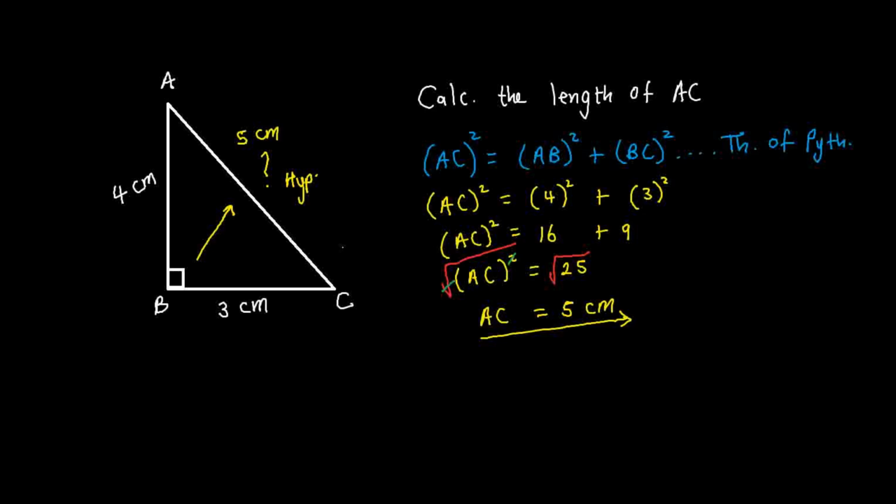And by the way, many learners make this very silly mistake. They tell me that the theorem of Pythagoras is 4 plus 3, which should give me the hypotenuse. No, that's not what the theorem of Pythagoras states. It says that AC squared, so 4 squared plus 3 squared, gives me 5 squared. That's the theorem of Pythagoras.